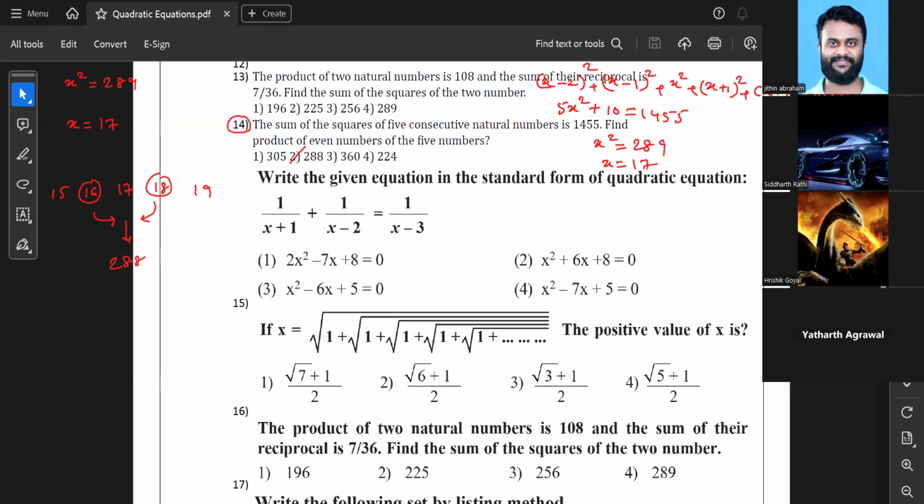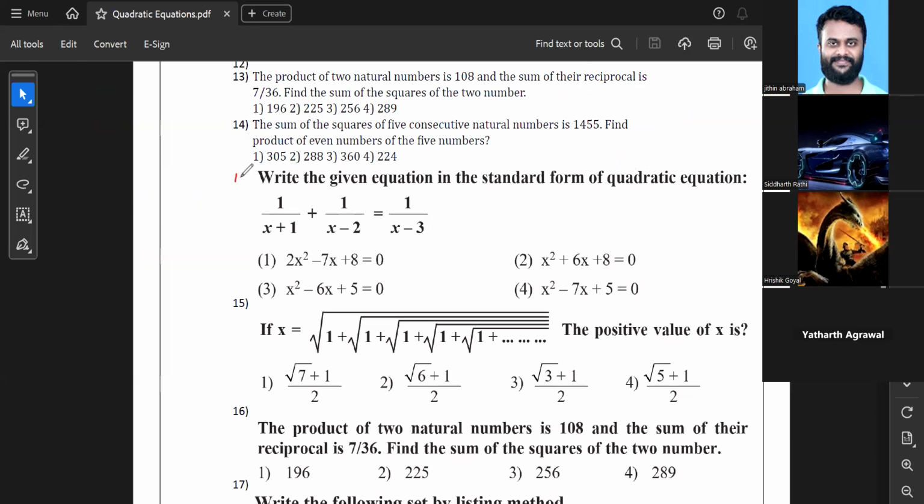Okay, going to the next one. This is the 15th one. Write the given equation in the standard form of quadratic equation. This one also we have already done. The answer is option 3.